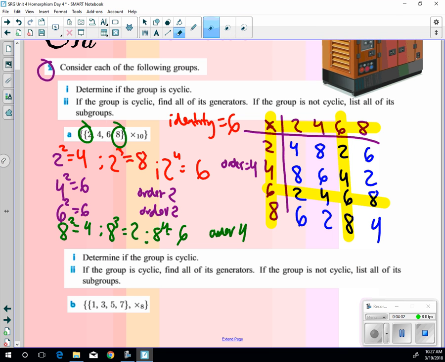Quick correction here, number 6 here. Good catch. 6 is the identity. So therefore it's order 1, yep. So there's 2 order 4s, an order of 2, and an order of 1.